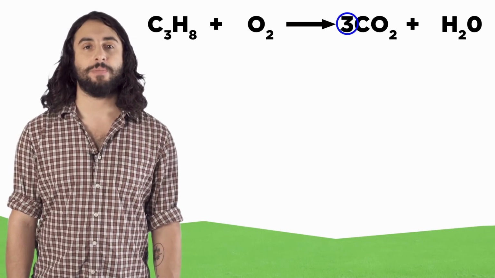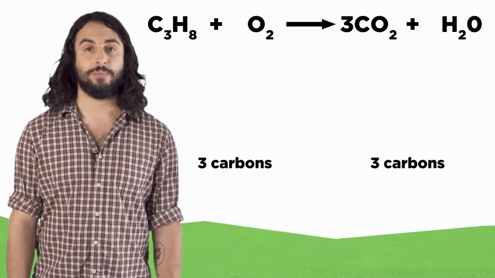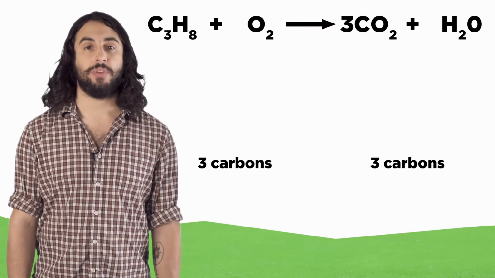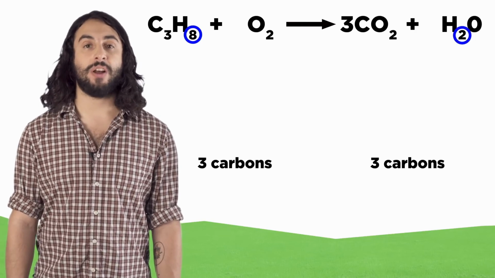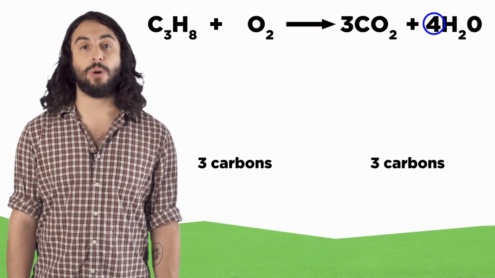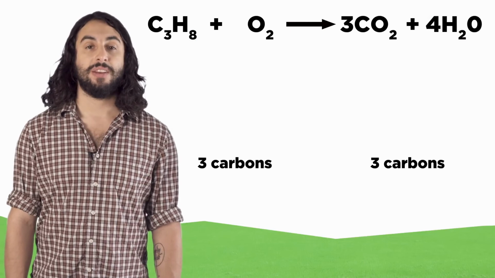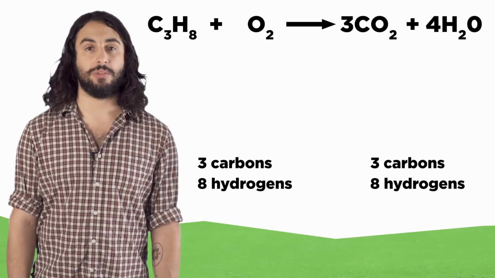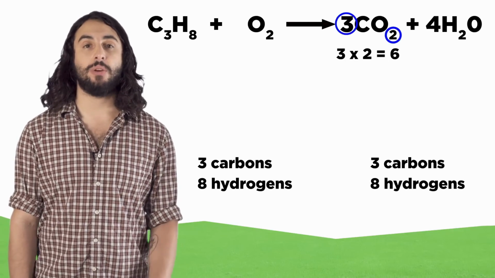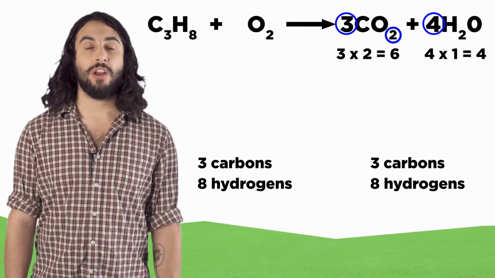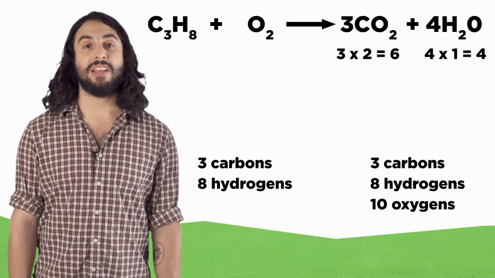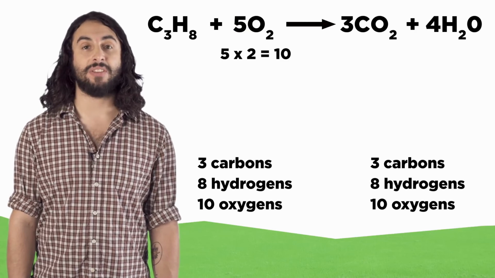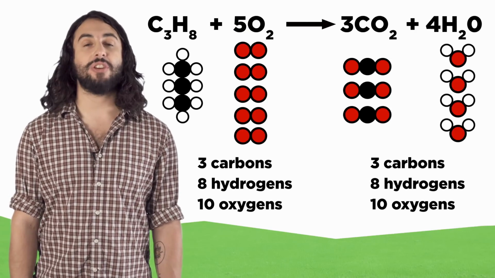Let's put a 3 there. Now the carbons are balanced, 3 carbon atoms on each side. Next, let's do hydrogen. There's 8 on the left and 2 on the right. That means we will make 4 waters with every propane. Now hydrogen is balanced, 8 on each side. Last is oxygen. On the right, there's 6 from CO2 and 4 from water, for a total of 10. That means we will need 5 molecules of O2 to get 10 oxygen atoms on the left side. Now the equation is balanced.